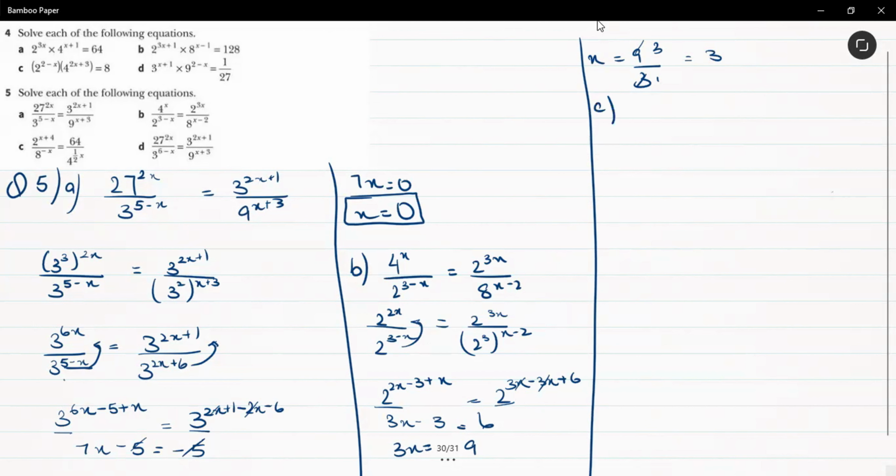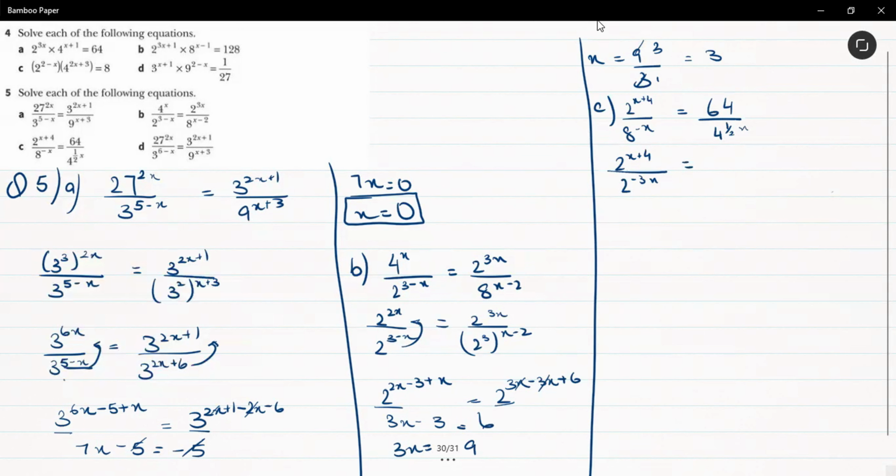For part C, we have 2 raised to the power x plus 4 divided by 8 raised to the power negative x is equal to 64 divided by 4 raised to the power 1 over 2x. Now simplify this. So 2 raised to the power x plus 4 divided by 2 cubed, so it's going to be negative 3x because 2 to the power 3 is equal to 8. So the power 3 multiplied by negative 1 x is 2 raised to the power negative 3x. And then we go further, we get 64.